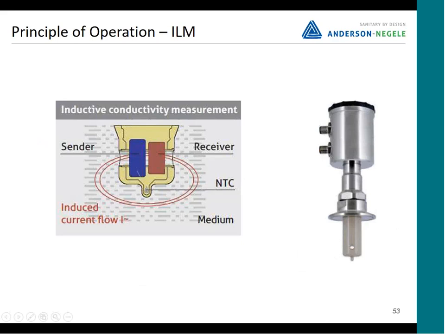As the conductive media is allowed to enter the core of this field, it's going to transfer those lines of flux to a receiving coil. It's going to induce a voltage on that coil, and that's going to be interpreted by the circuitry to determine the conductivity of the sensor.